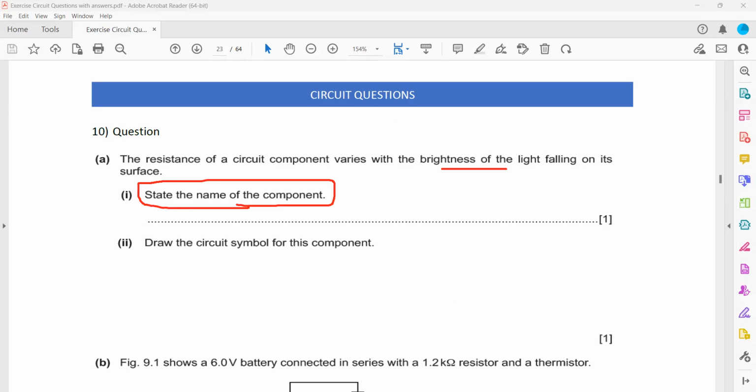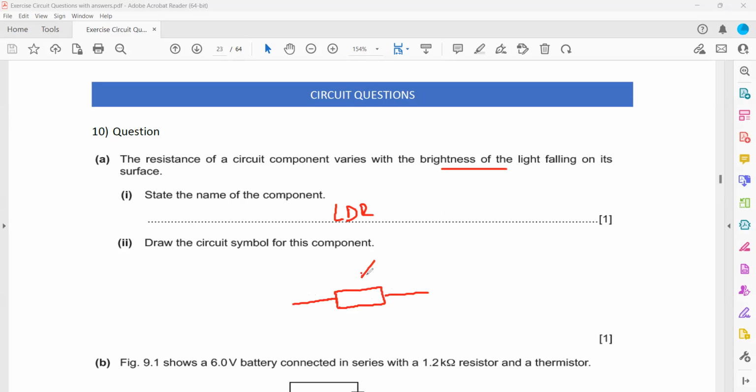A thermistor is affected by temperature, and a light dependent resistor or LDR is affected by light. Yeah, that's right, LDR or light dependent resistor. Then you have to draw the circuit symbol for a light dependent resistor. So this is the circuit symbol for an LDR.